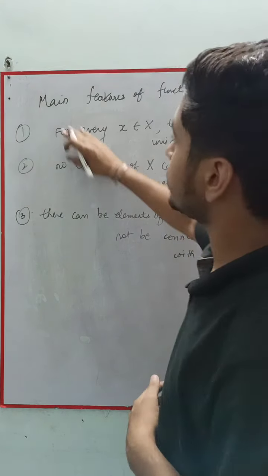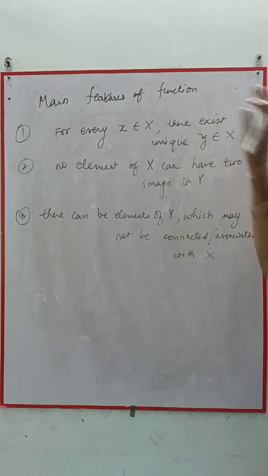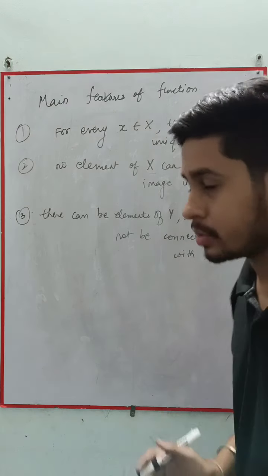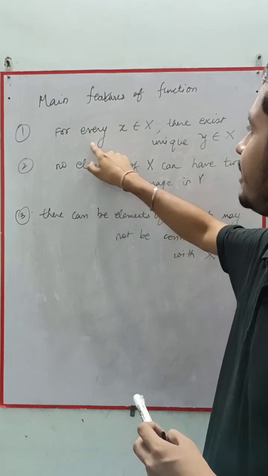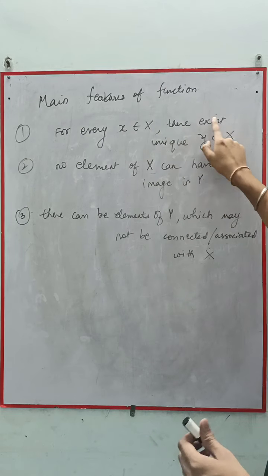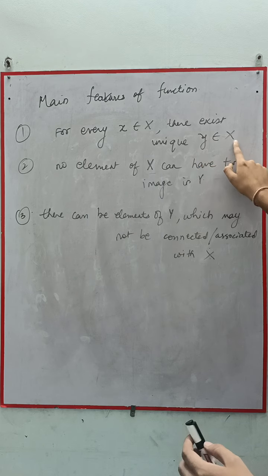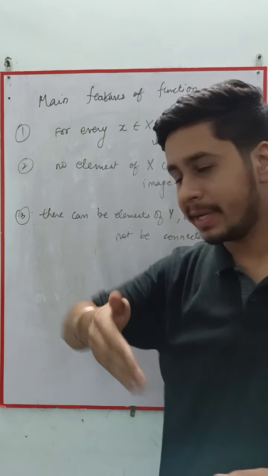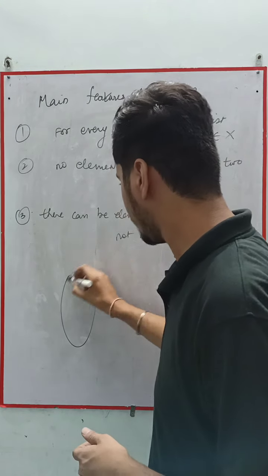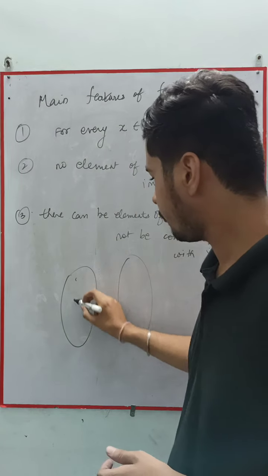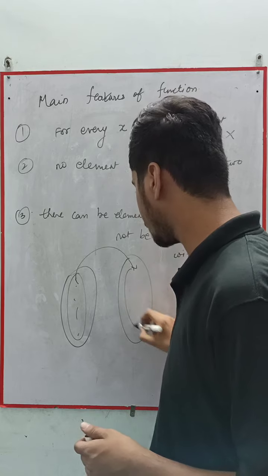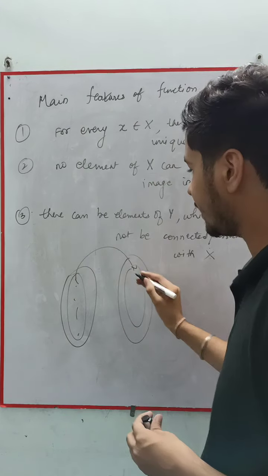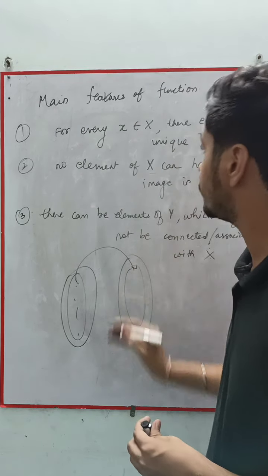So let's discuss the main features of a function. What are the main features of a function? The very first line says, for every x belongs to X, there exists a unique y belongs to Y. So for every unique value of this x, there can be a unique image in Y, that means a unique image in the range.